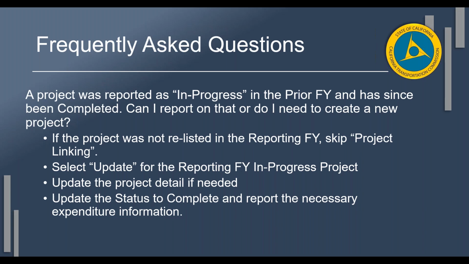And so if the project was not relisted in the reporting fiscal year, you're going to skip project linking from the prior year. You're going to skip project linking in the proposed list, and you're just going to continue to report. So you're selecting update, report, update the project detail if needed. So that's your scope, your location, your schedule, whatever needs to be updated.